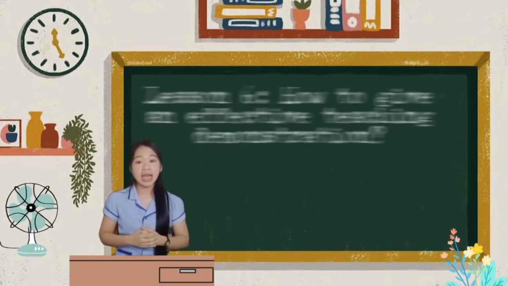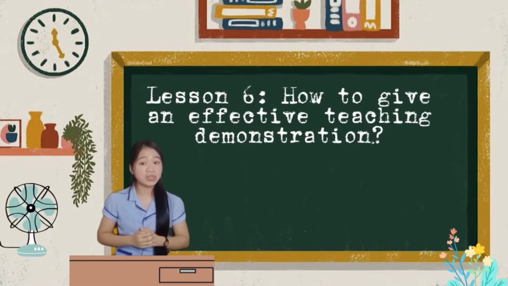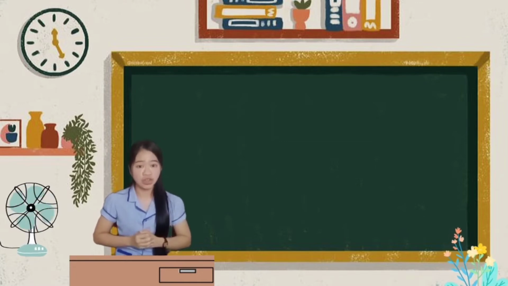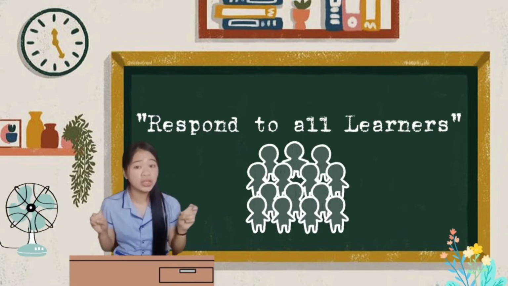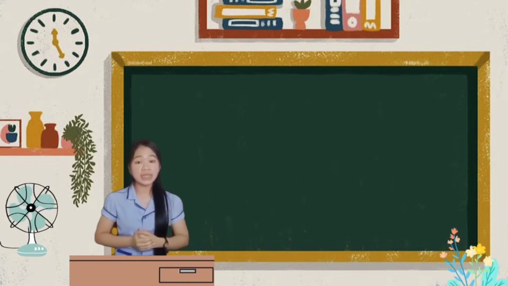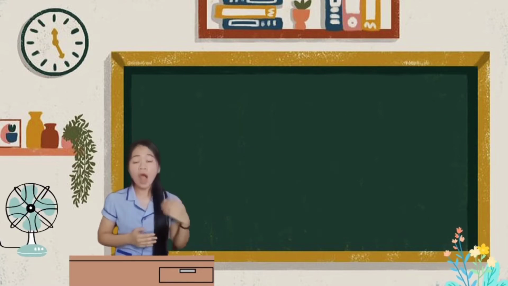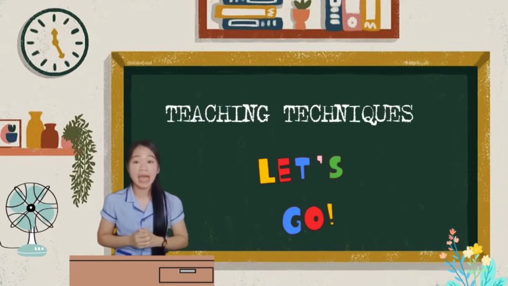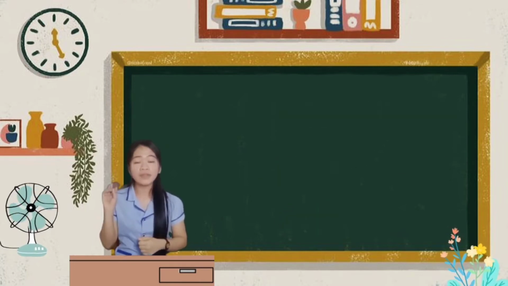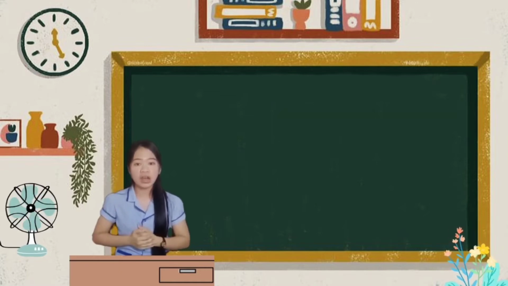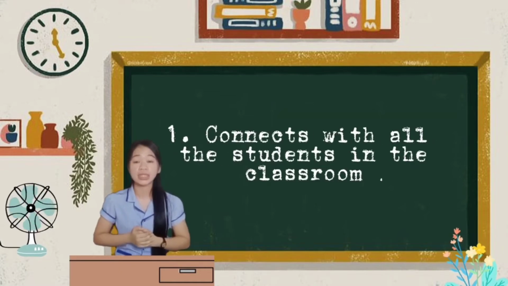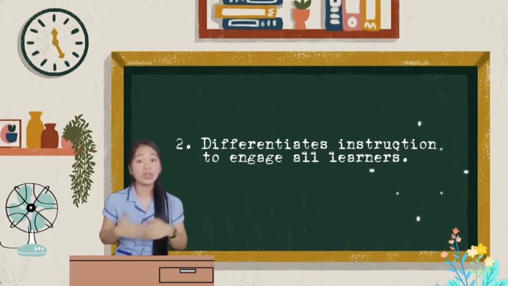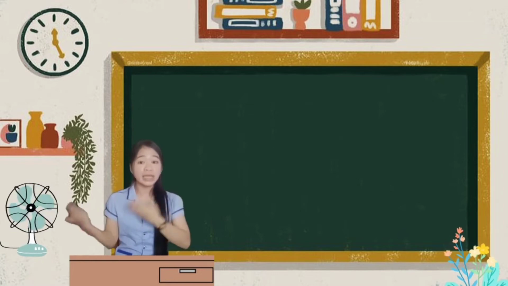So lesson 6 discusses how to give an effective teaching demonstration. In order to give an effective teaching demonstration, we must respond to all learners. So in continuation to Miss Nathalie's discussion, how can we respond to all learners? We have these teaching techniques for making it happen. The first one is connect with all students in the classroom, and the second one is differentiates instruction to engage all learners, which were explained earlier.